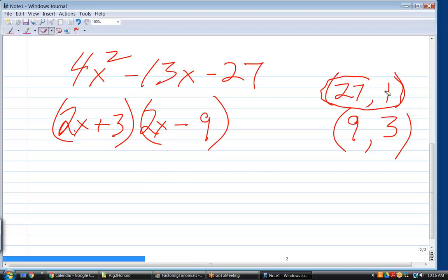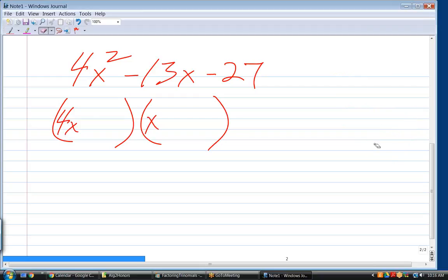I know that 27 and 1 doesn't work either. So we have to just switch 3 and 9. No, I've got to go back and restart the problem using 4x and x. Because remember, 9 and 3 would be the same no matter how you put them. Well, that's true. I still have to deal with the factors of 27. But now I have a plus, minus, and a minus, plus.